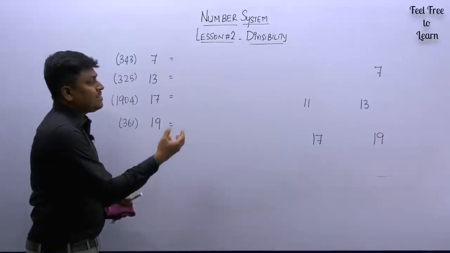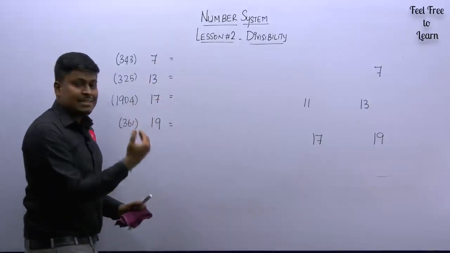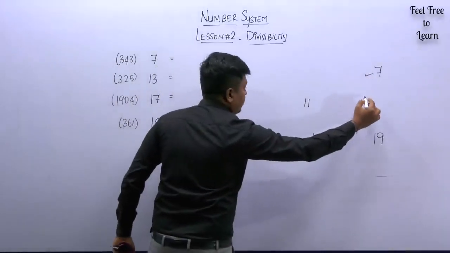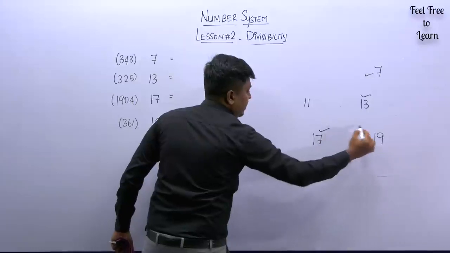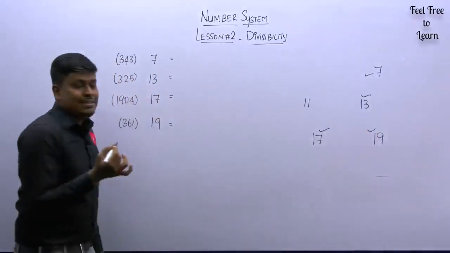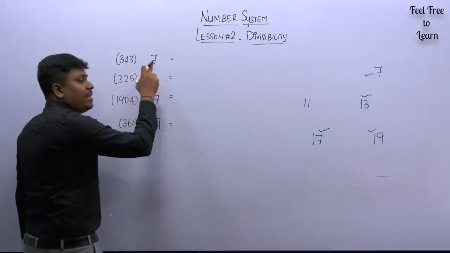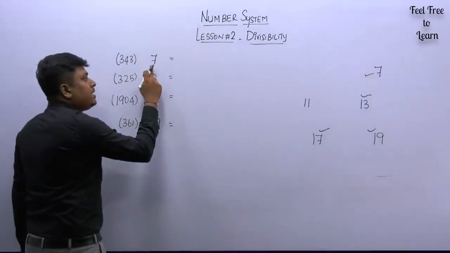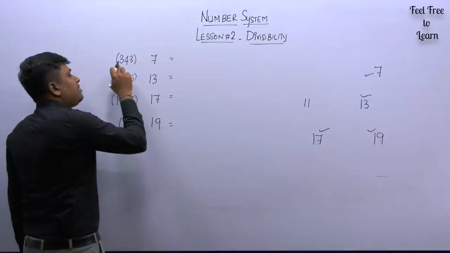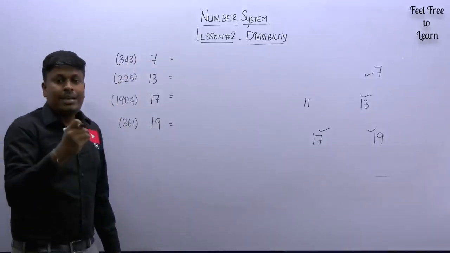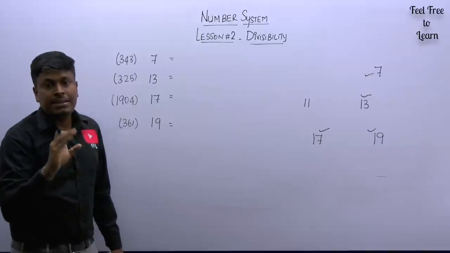So here the next set will be 7, 13, 17 and 19, right? Except for 11, we are taking the remaining numbers, that is 7, 13, 17 and 19. Let me take the first number, that is 7. We are going to learn the divisibility rule for 7. For example, they have given the number 343 and we need to check whether this number is divisible by 7 or not.